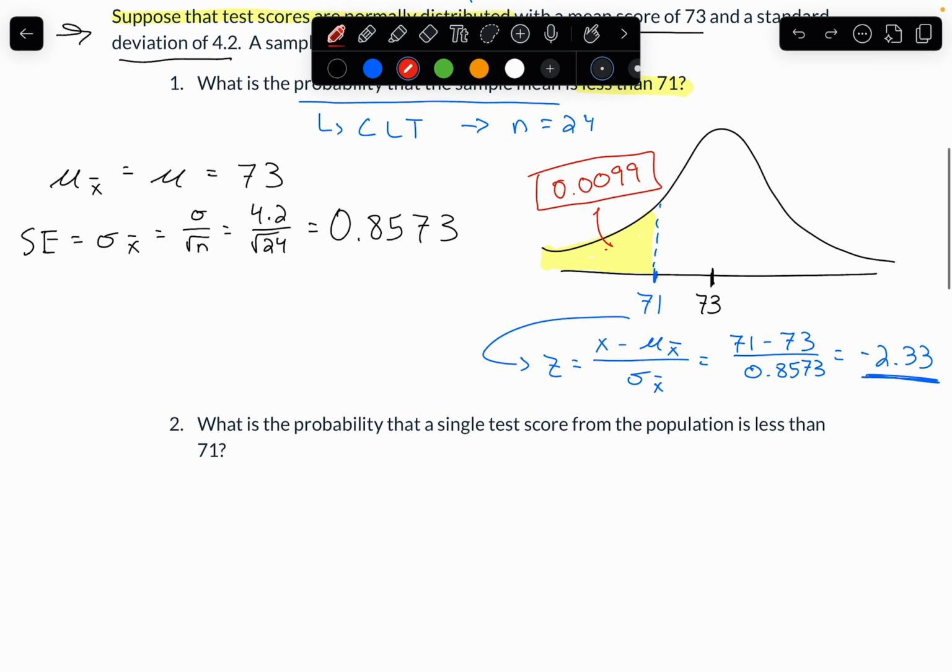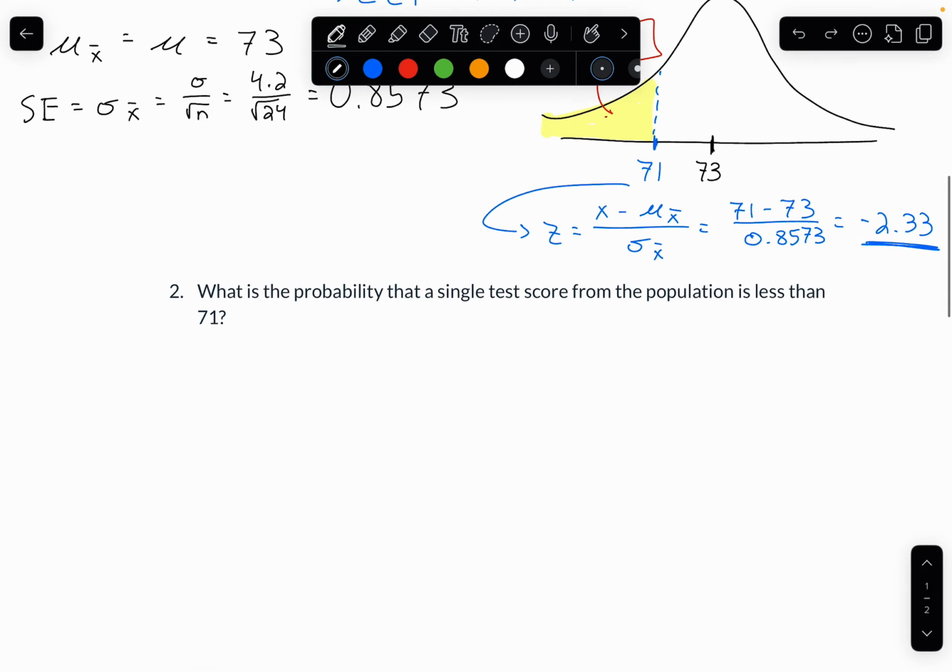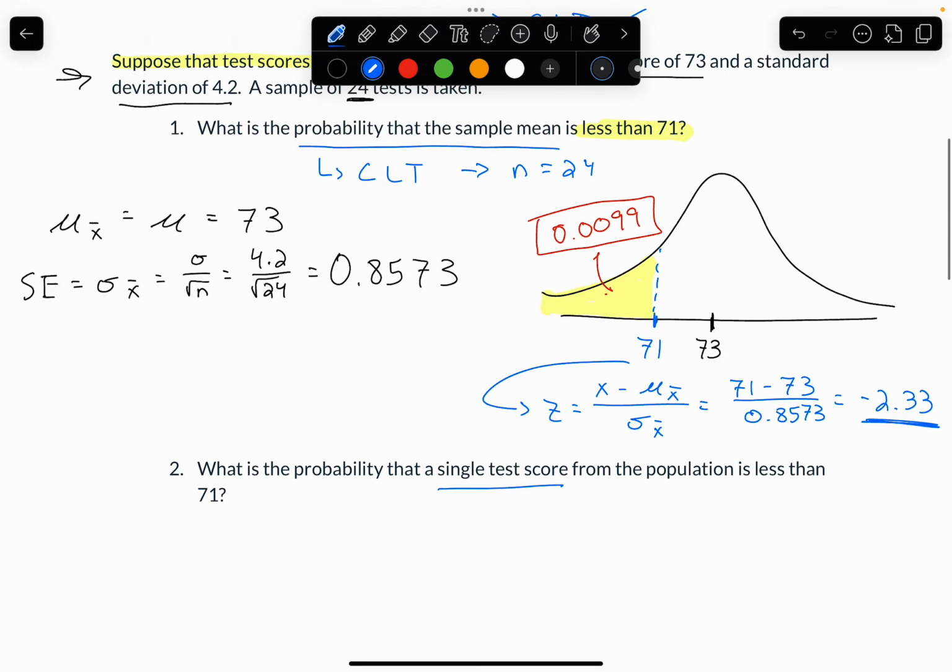Next question. This one's going to be really important that we look at because it is a potential point of confusion that we can run into. Number 2 says, what is the probability that a single test score from this population is less than 71? If you look at these two questions, number 1 and number 2, they look really similar. They're both talking about the probability of something being less than 71. But if I look at this second question, here we're talking about the probability of a single test score versus here we were talking about the probability that a sample mean is less than that.